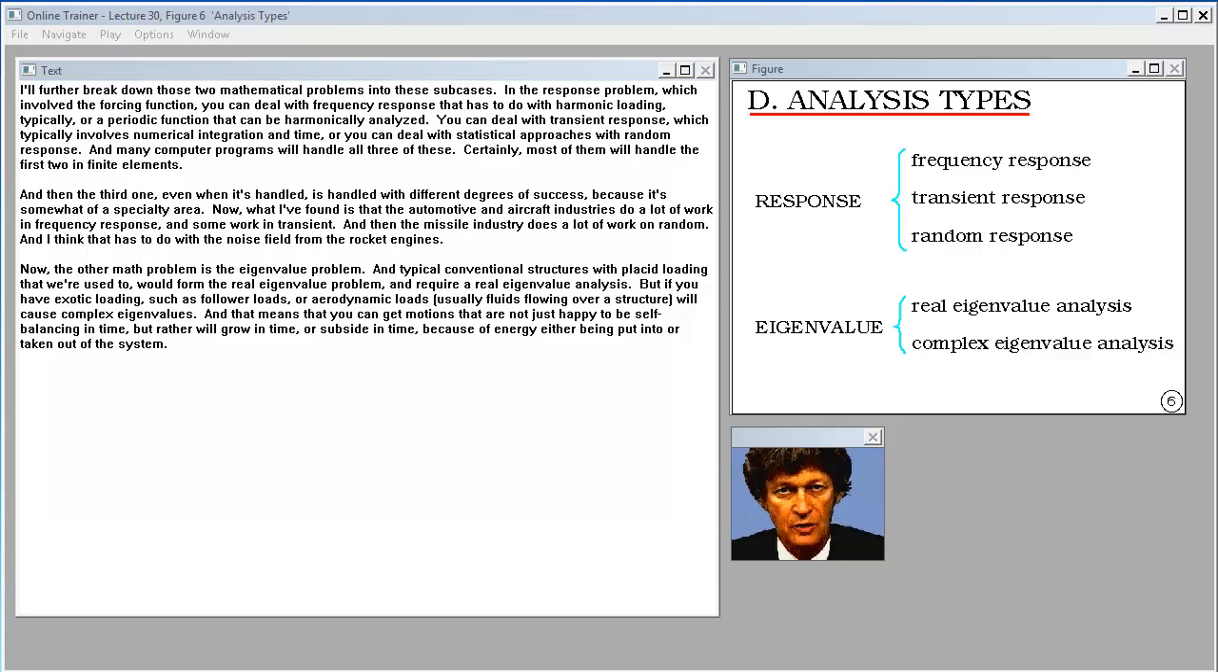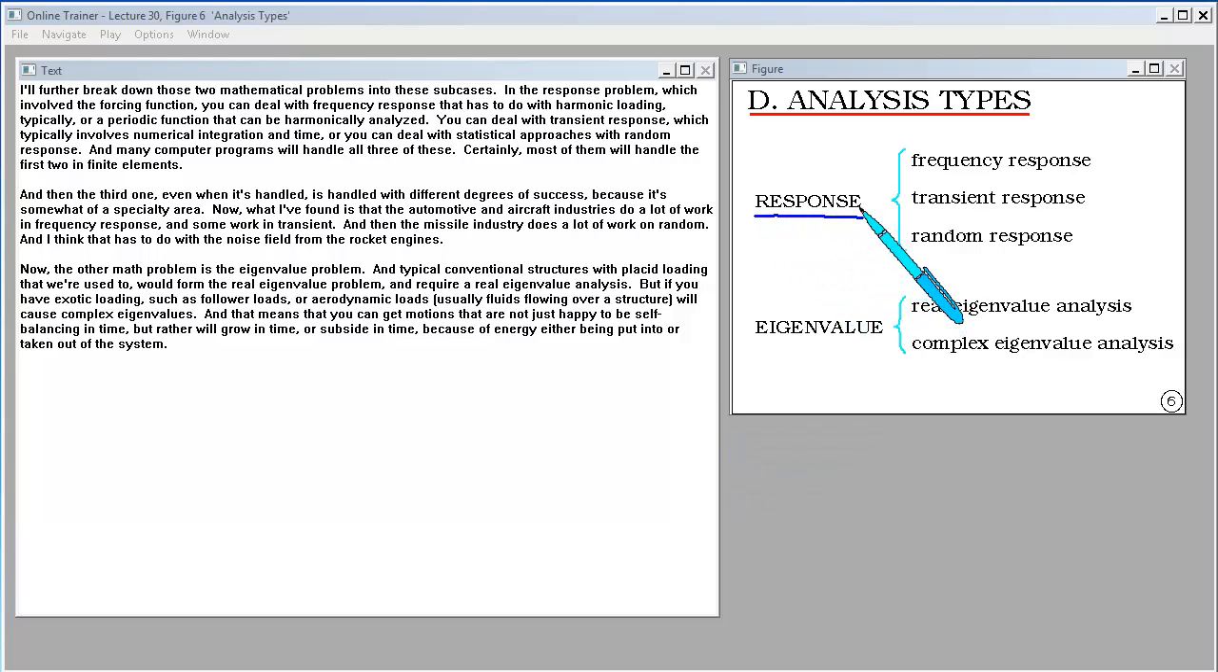I'll further break down those two mathematical problems into these subcases. In the response problem, which involved the forcing function, you can deal with frequency response. It has to do with harmonic loading typically, or a periodic function that can be harmonically analyzed. You can deal with transient response, which typically involves numerical integration in time, or you can deal with statistical approaches with random response. And many computer programs will handle all three of these. Certainly, most of them will handle the first two in finite elements, and then the third one, even when it's handled, is handled with different degrees of success because it's somewhat of a specialty area.